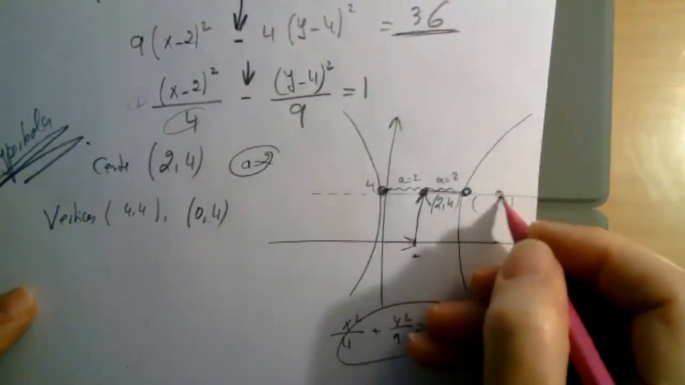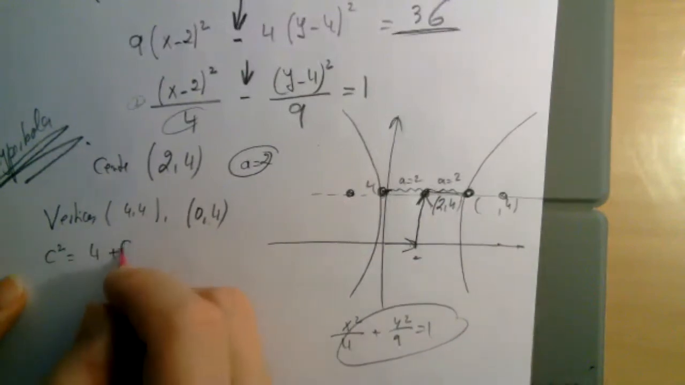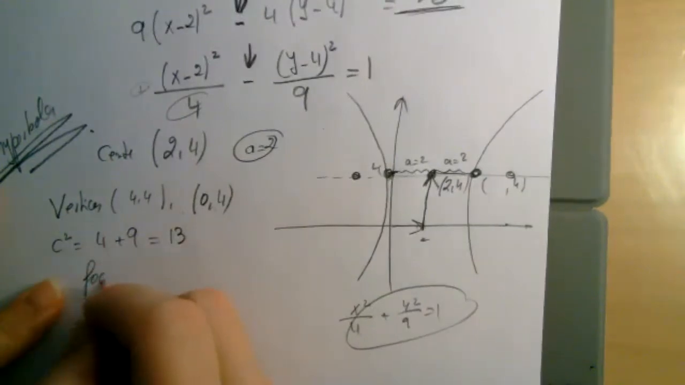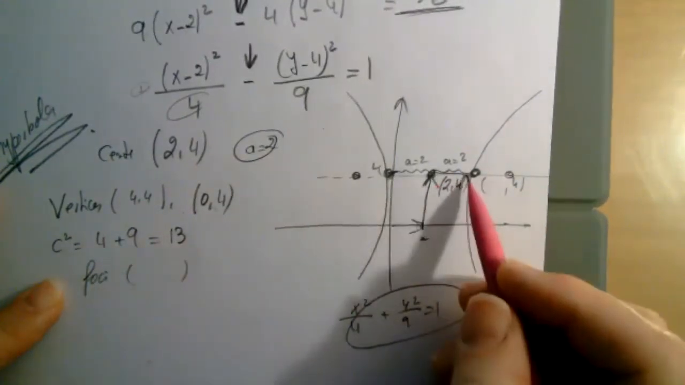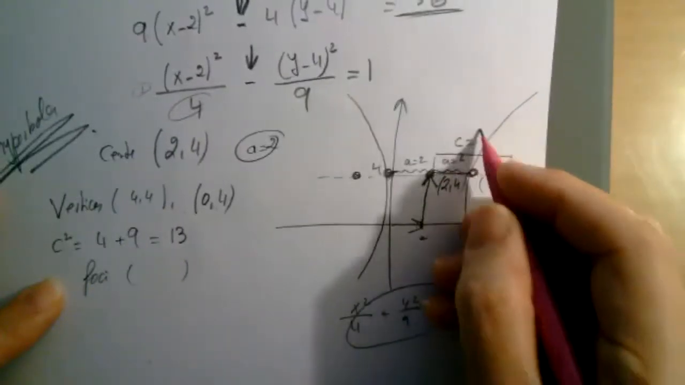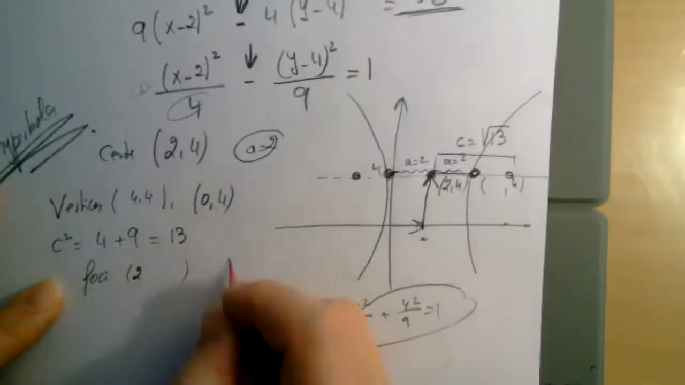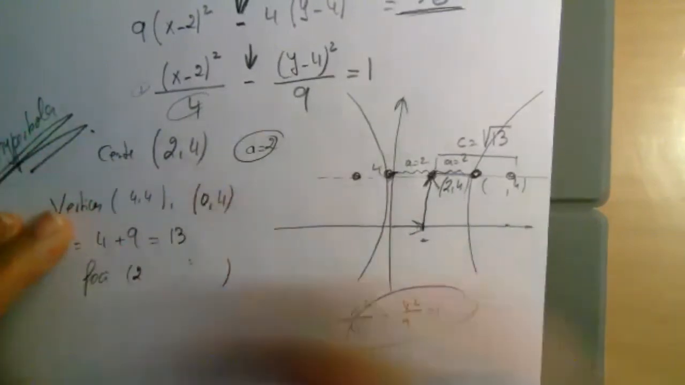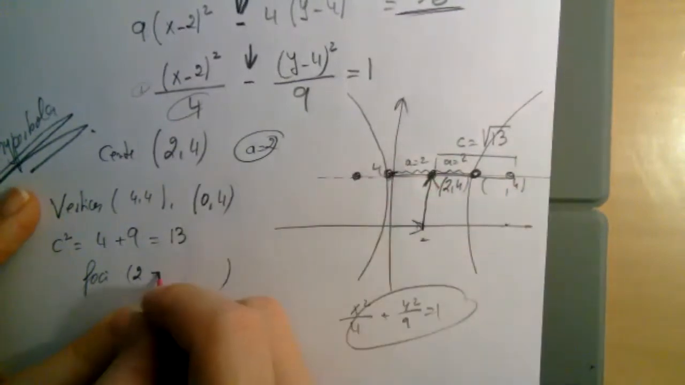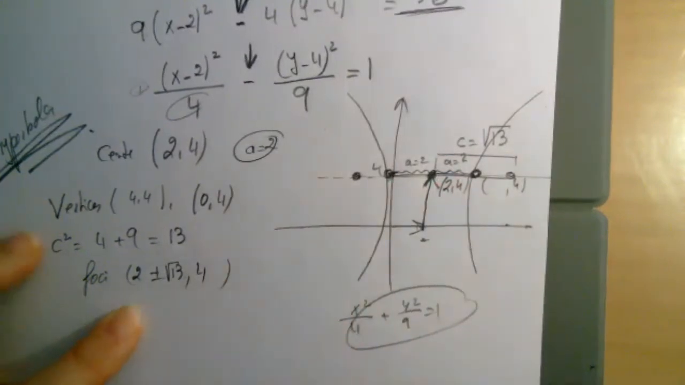The foci will be inside here. So the c squared for the hyperbola is the sum. So the foci will have for coordinate the following. The c is from here to here. That's the c, which is the square root of 13. So there will be 2, that's the 2, add square root of 13 and then take away, plus or minus the square root of 13. And the y coordinate is 4.